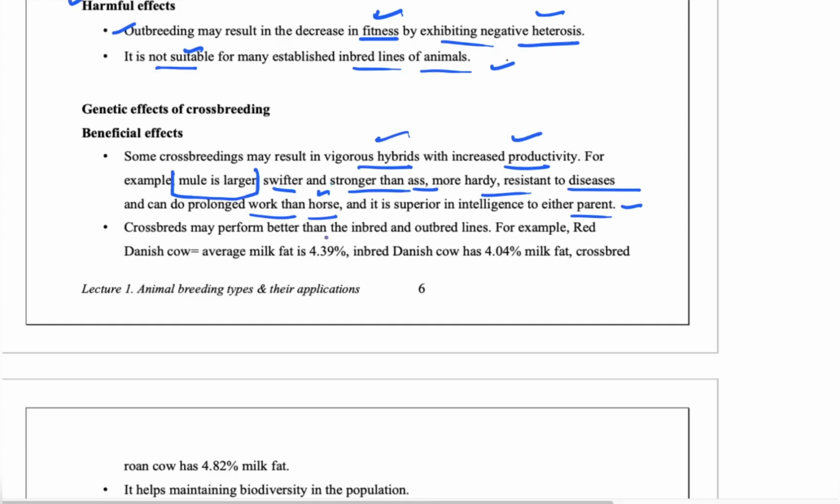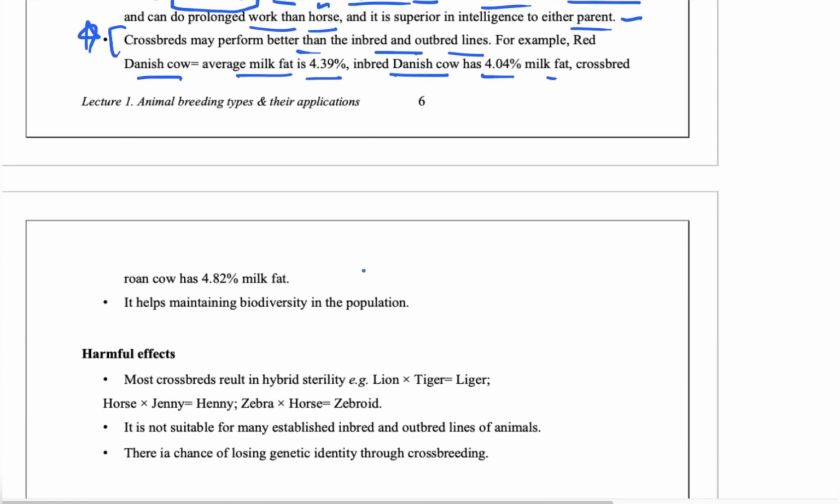A crossbreed may perform better than the inbred and outbred when we compare. Very, very important. For example, the red Danish cow has an average milk fat of 4.39%, and the inbred Danish cow has 4.04% milk fat. Okay, so that is fine. But the crossbred roan cow has 4.82% milk fat, more than both. So this is there. Then it helps maintain biodiversity in the population, but increases the heterozygosity.